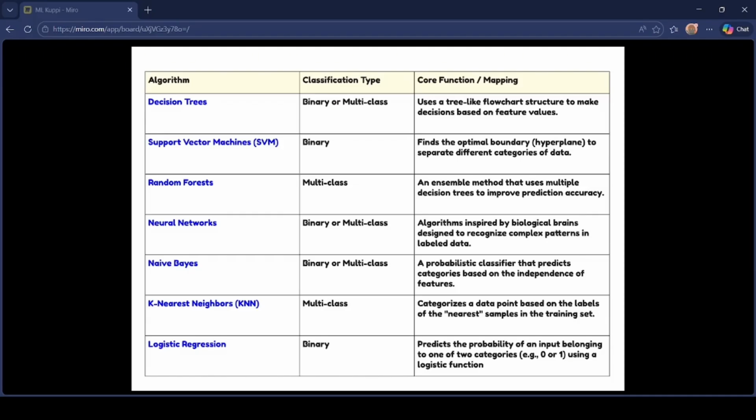And we have naive Bayes, which is a good binary or a multi-class classification. And we have k-nearest neighbors, KNN, which is more focused on being a good multi-class classification. And then we have logistic regression, which is a binary classification. Here's the tricky point here. A logistic regression may have the word regression, but it is a classification model. This is something to keep in mind.